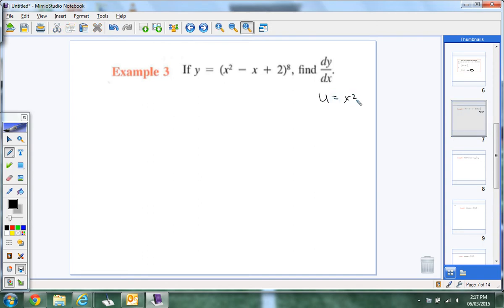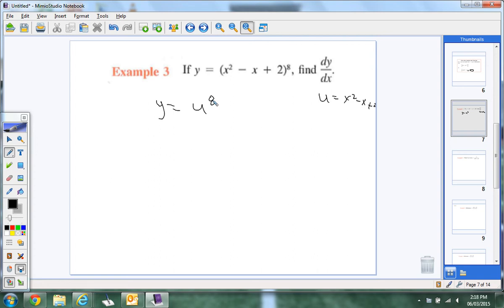So our u is x squared minus x plus 2. Sorry, I kind of ran out of room there. So that means our equation would be y equals u to the 8th. Again, you don't have to use the u's if you don't need to, but okay.